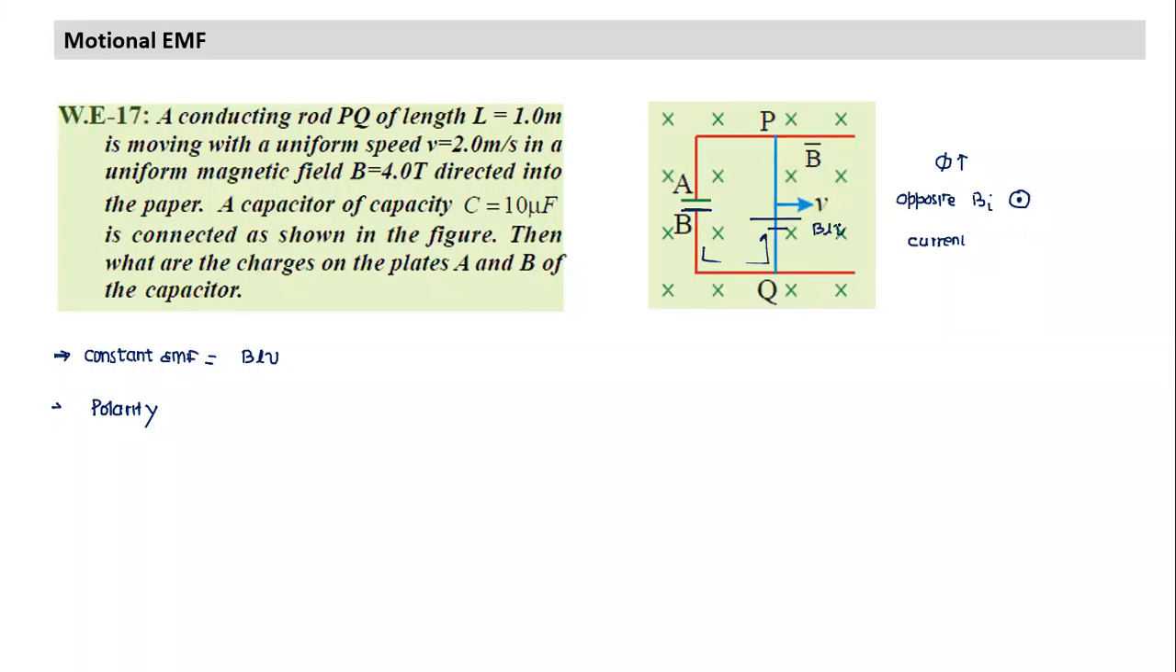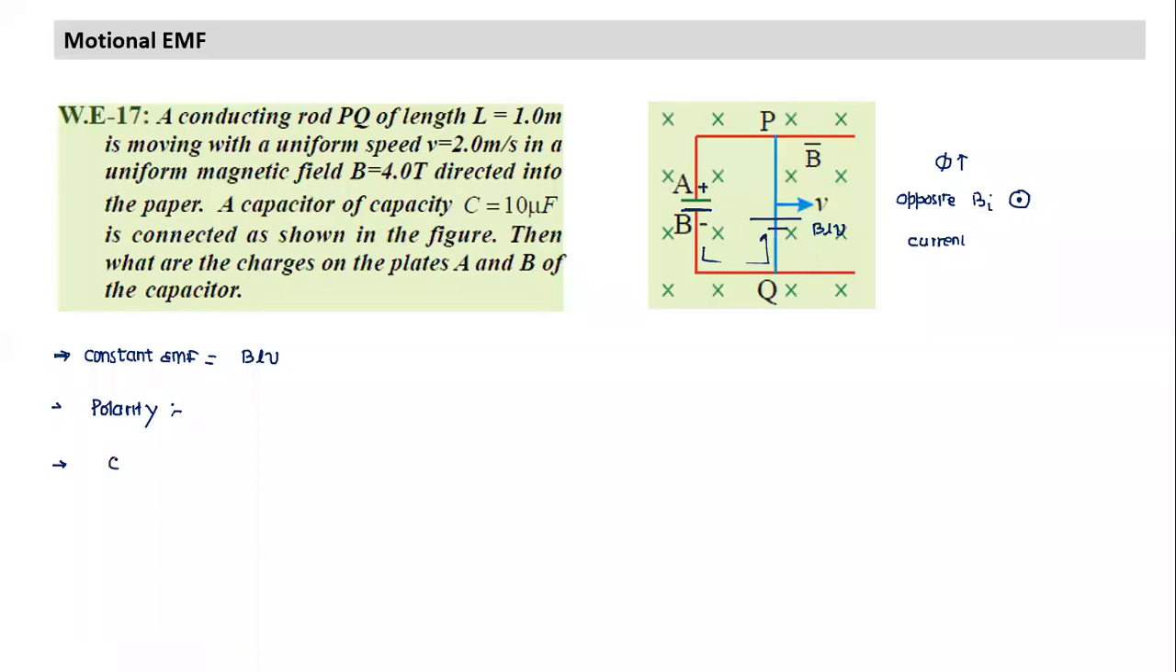And this battery will have a constant voltage. Since in this question there's no resistance given, EMF of the battery will be equal to the potential difference across the plates of the capacitor. So what will be the charge on the capacitor? I have marked the polarity. The plate connected to the positive terminal will have positive charge. The plate connected to the negative terminal will have negative charge.